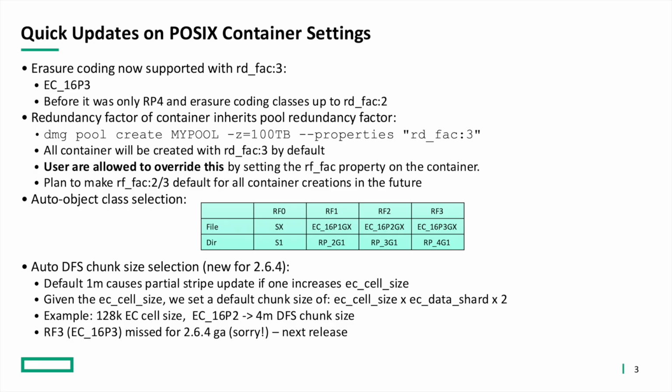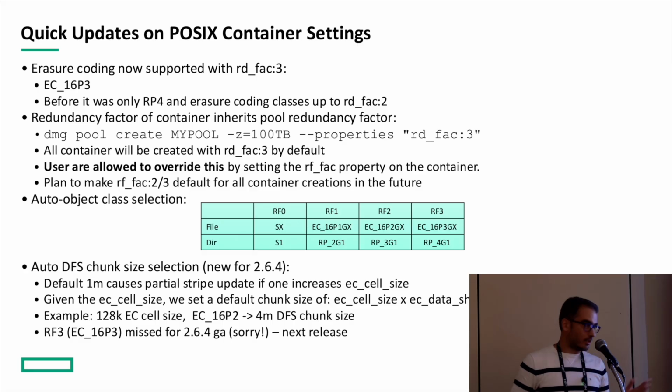So today we set this automatically. We take the EC cell size of the container, multiply that by the data shards, and then double that to automatically set the DFS chunk size. Again, this can be overridden by the user when creating the container, but if they don't set it, we automatically set it today. And one thing, since RF3 was newly added, we missed adding that optimization for RF3 containers. It will be in the next release.